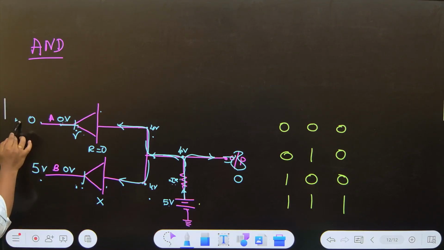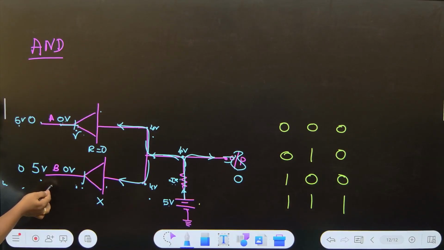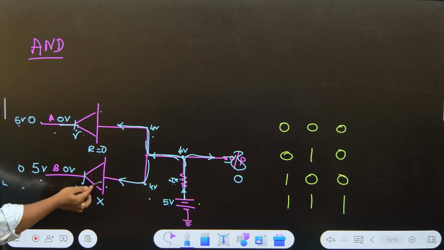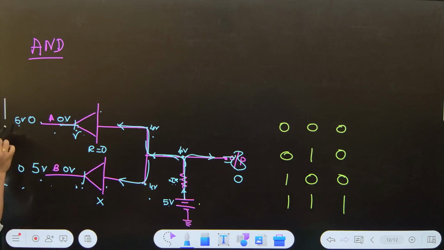In the same way, if you do 1 comma 0, then this will be in forward bias and this will be in reverse bias. Then current flows through this. Only when you give both as 5 volt and 5 volt, then both will become reverse bias.